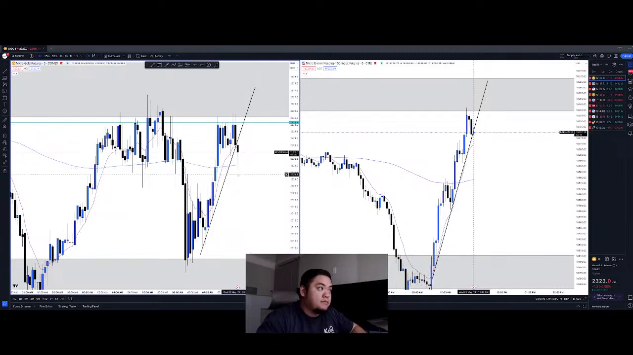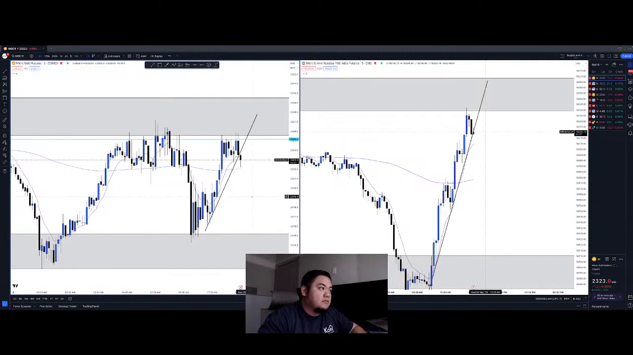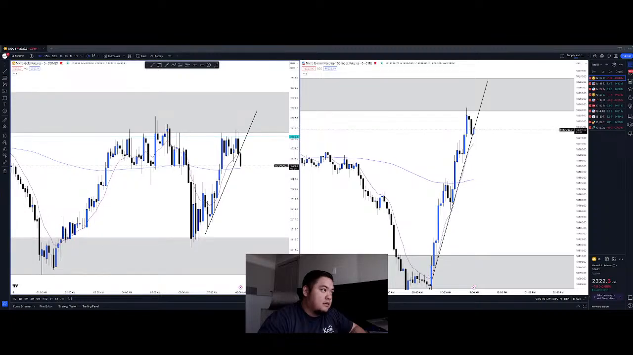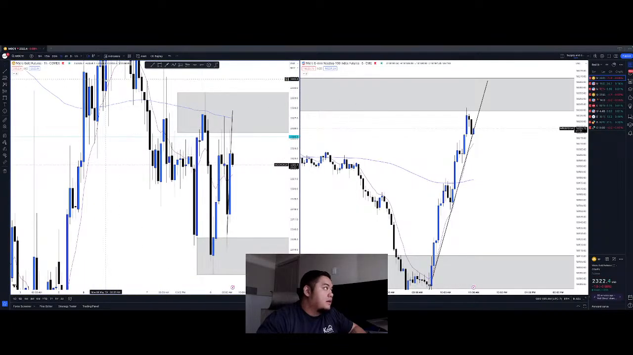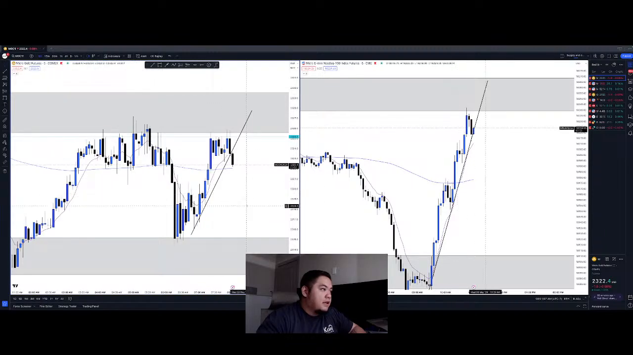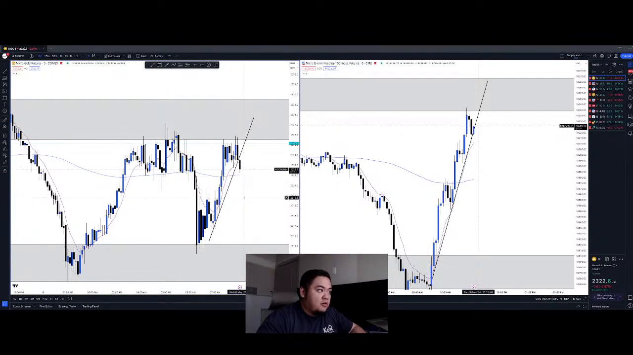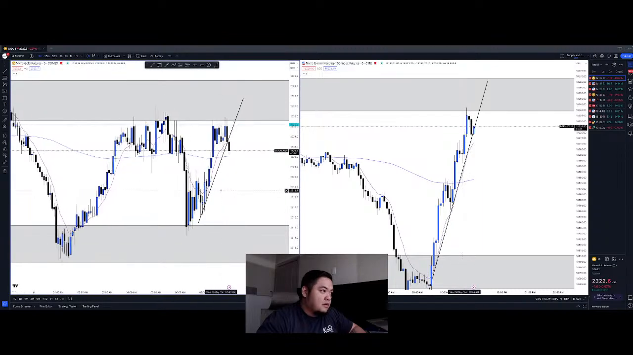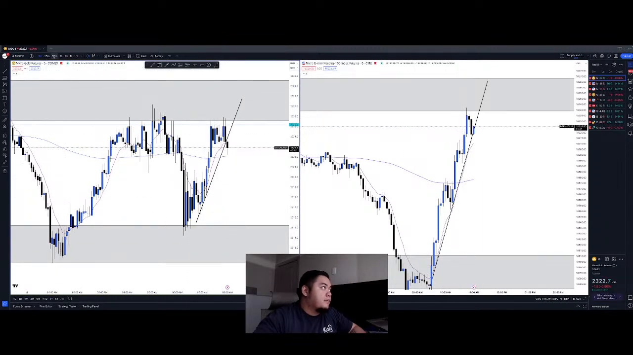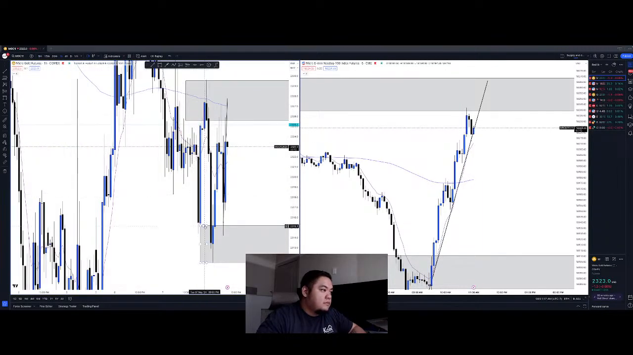Although it did also, what's it called? It covers the previous candle. What is that called? I forgot what it's called. Engulfing candle. Yeah. You might get a good move, but my only thought is that we continue going down.